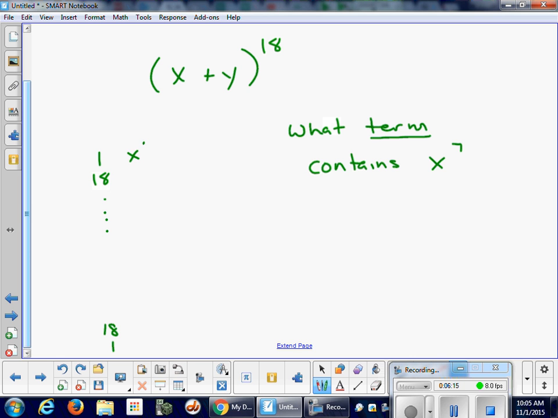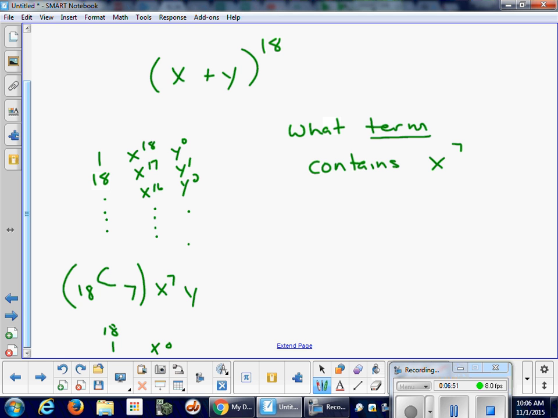Then I'm going to have x to the 18th, x to the 17th, x to the 16th, okay, all the way down to x to the 0. And somewhere along the line, I'm going to have x to the 7th. Okay? Meanwhile, my y's are going to start with 0, 1, 2, and there's going to be a y here. Now, I don't know what this number is, but I know it's going to look like this. 18C7.